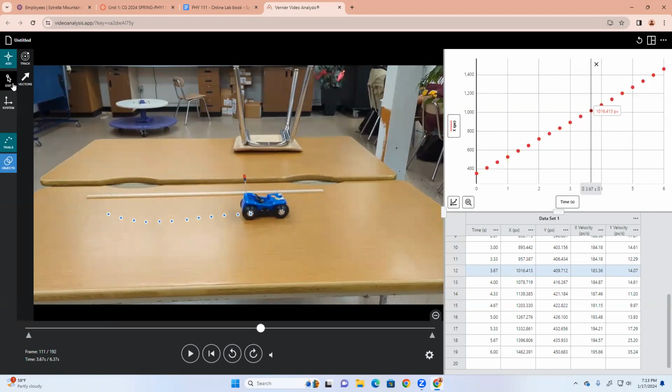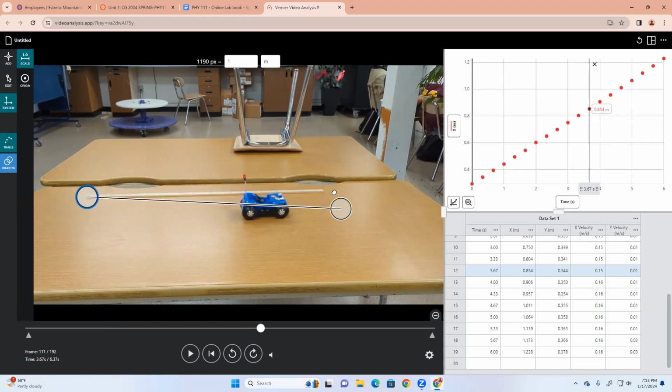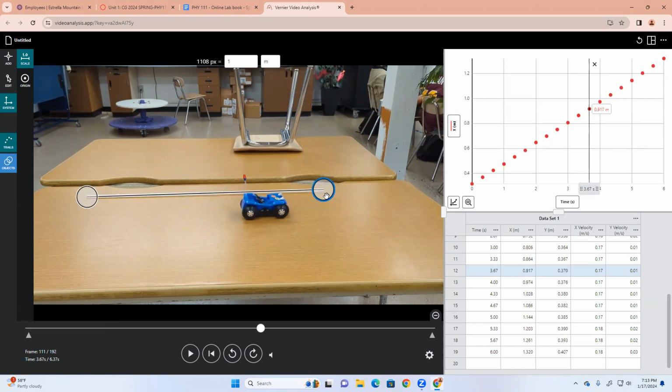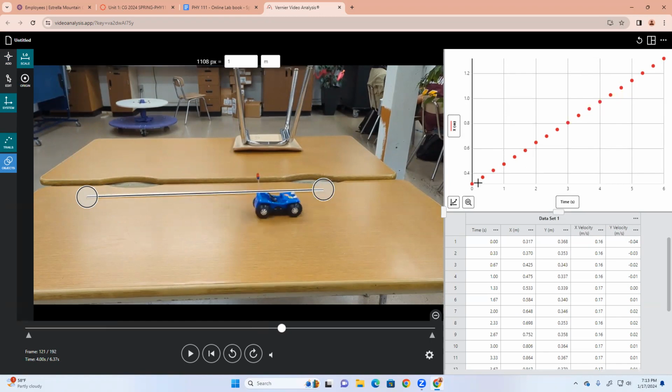I'm going to go ahead and change that to meters by using this tool right here called System. I'm going to make the length of that equal to 1 meter, like that. And as you can see, I've got a position versus time graph. It looks pretty darn linear.